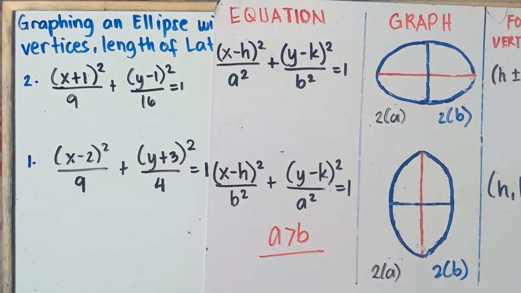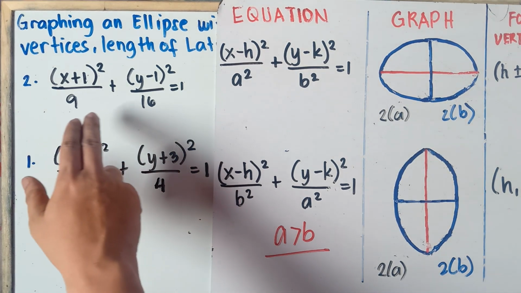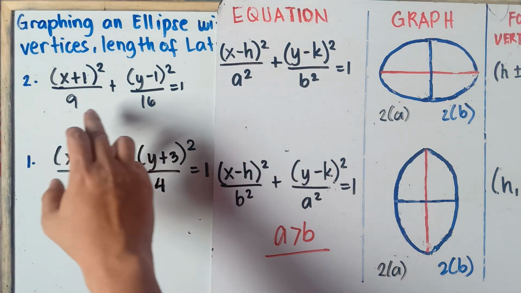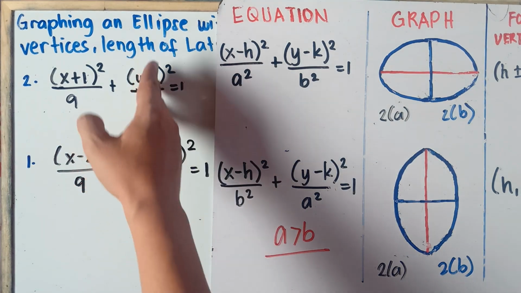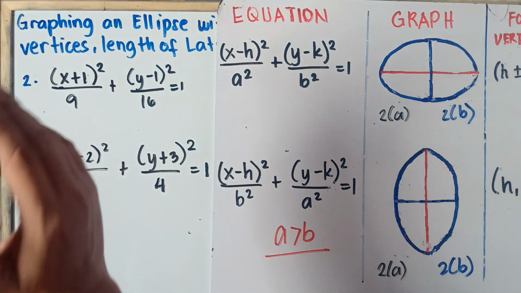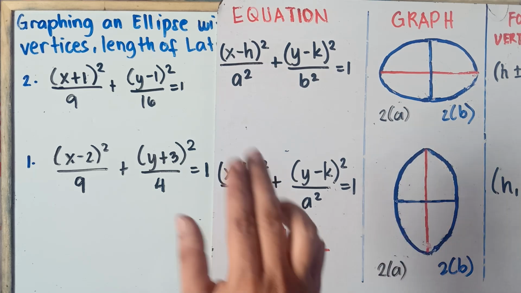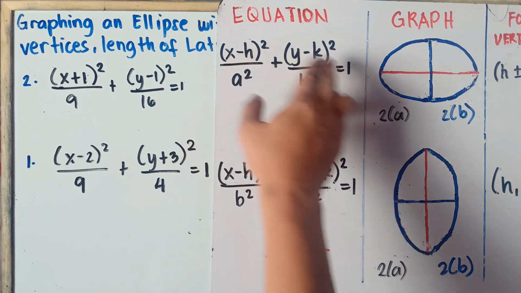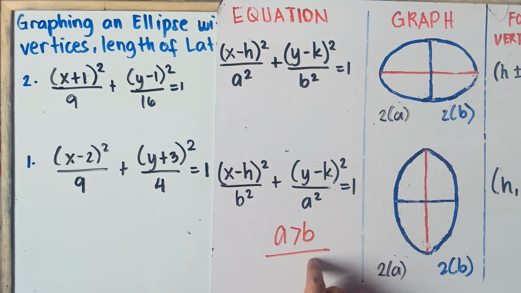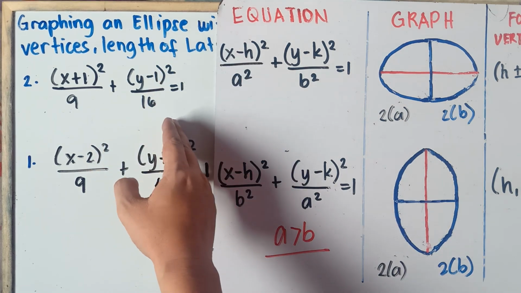Example, class, for number 2. Check the denominators. Of course, we know that 16 is greater than 9, right? Since 16 is greater than 9, our a is aligned on y squared. Based on the given denominators, you will know whether your a is aligned on y squared or x squared, because in an ellipse, a is always greater than b. a and b are in the denominators of the given equation. Since a is greater than b, and 16 is greater than 9, our a is aligned on y squared. Simple as that, class.